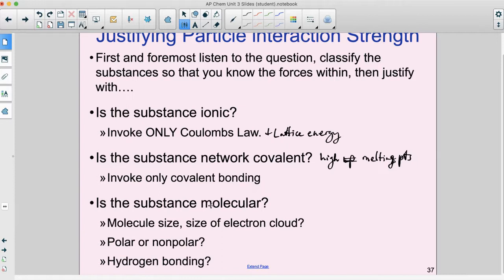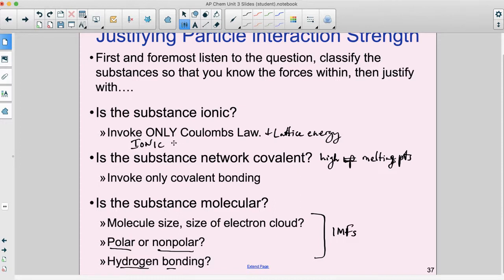So if the substance is molecular, then we're going to look at the molecule size, the size of the electron cloud. We have to look at whether it's polar or nonpolar. We have to look at hydrogen bonding. Those are all going to affect our IMFs. But basically, if we have a mixture of these things, we're going to have to think about what bonds are being broken when we melt a solid of this type.